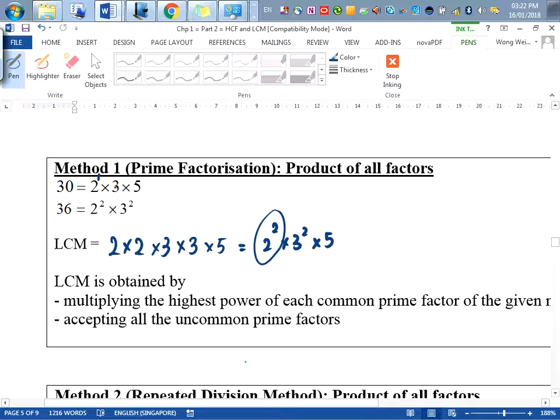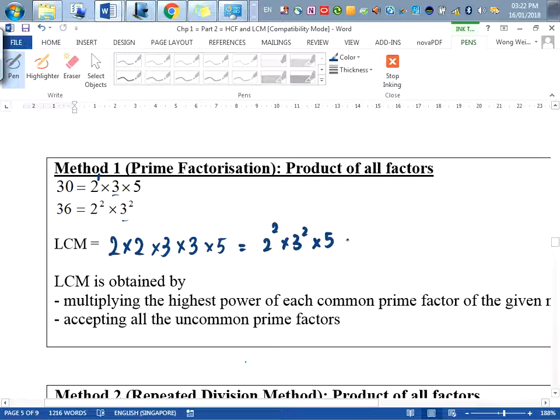Then let us compare with the 3s over here. Which one has a higher power? The one at the bottom. So that's why I have 3 squared. Then next, we are going to compare the 5 and nothing over here. Yeah, so 5 is the highest, so I'm going to have 5 also.